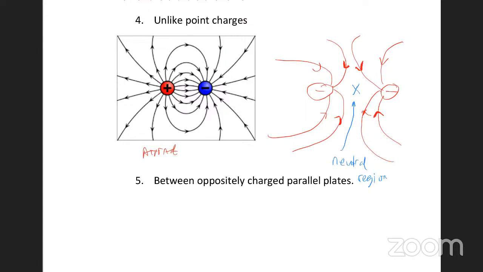Too positive, very good. But what will change? The direction of the field lines, right? Just make a note underneath, like charges repel.